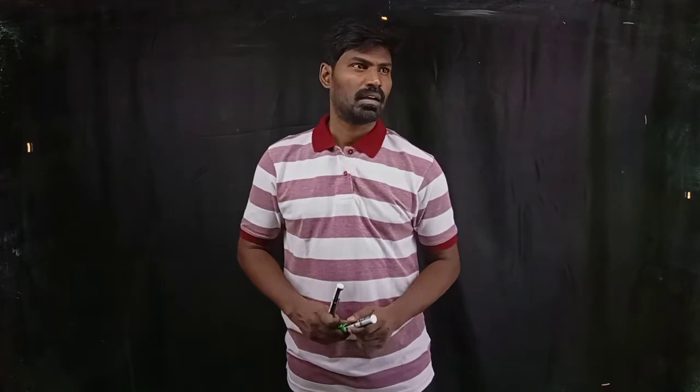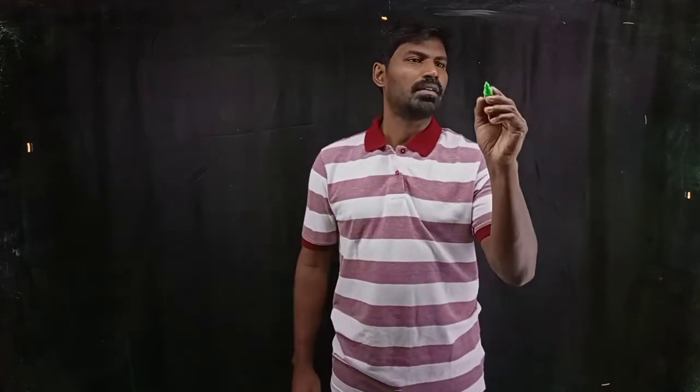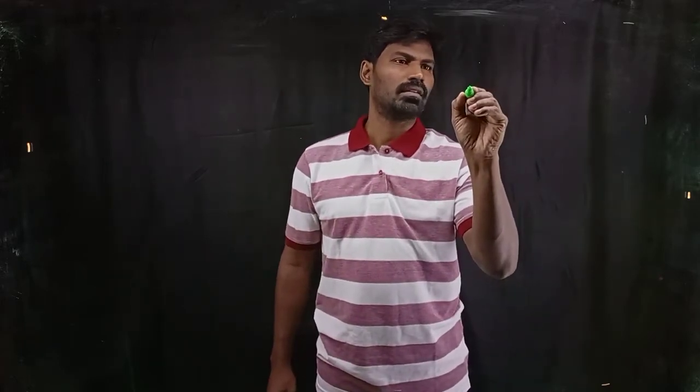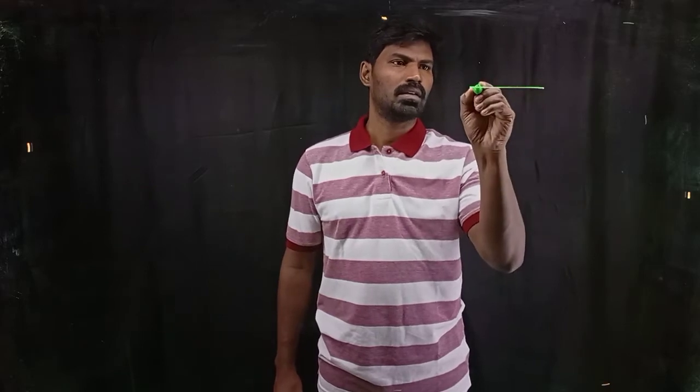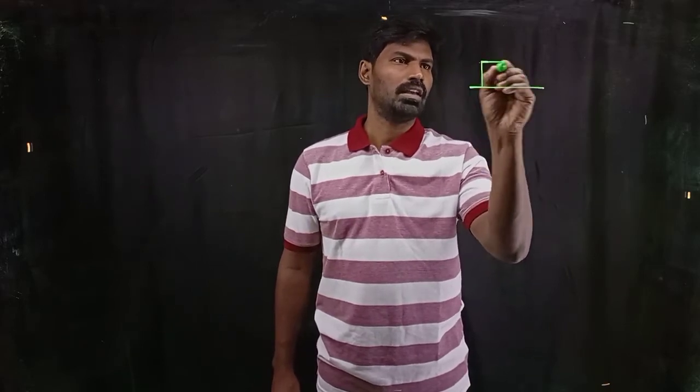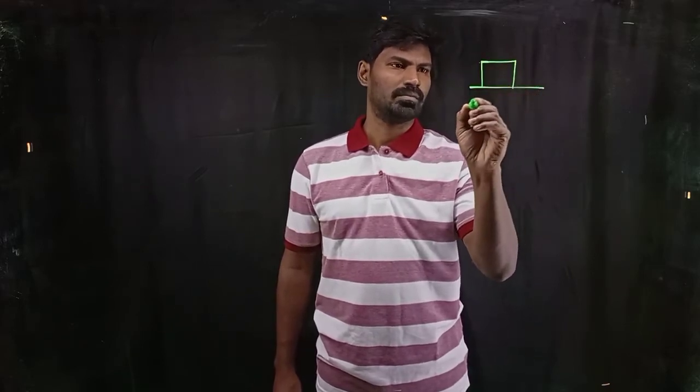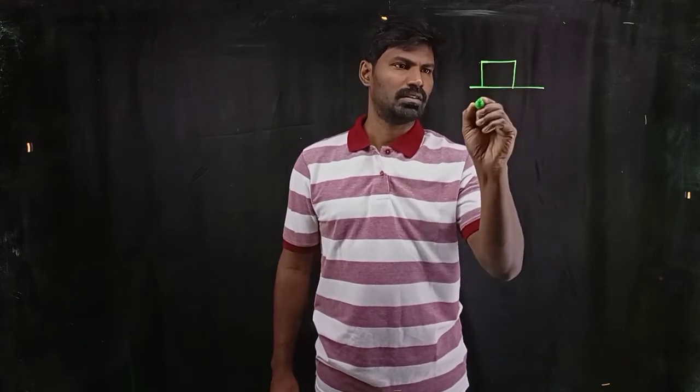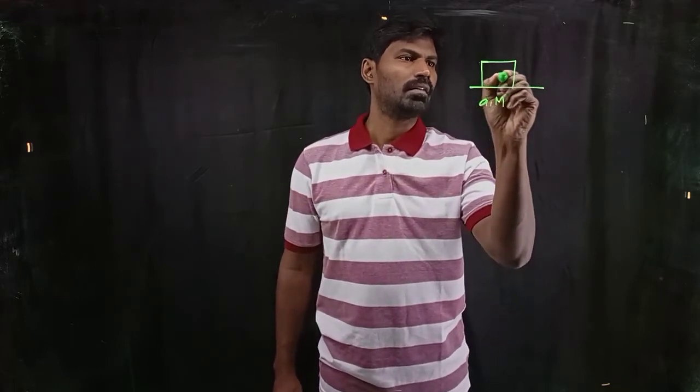Hello everyone. In this situation, I am considering a square plate of side A and mass m. The length of each side is A and its mass is m. And it is moving to the right with a velocity v.